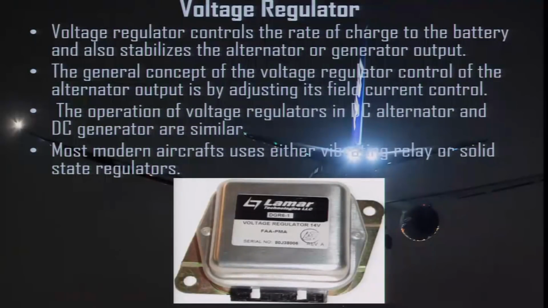Next is the voltage regulator. The voltage regulator controls the rate of charge to the battery and also stabilizes the alternator or generator output. The general concept of voltage regulator control of alternator output is by adjusting its field current control. The operation of voltage regulators in DC alternators and DC generators is similar. Most modern aircraft use either vibrating relay or solid state regulators.